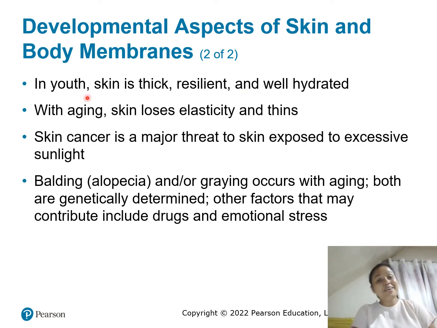Okay. When we're younger, our skin is thicker, it's resilient, and well hydrated. But as we get older, our skin loses elasticity and it becomes thinner. So, as we've said earlier, skin cancer is a major threat if we get exposed to excessive sunlight. And balding or alopecia, graying occurs with aging. It's usually genetically determined. If you see that your dad is balding, you're most likely going to go bald too when you get older. But other factors contribute to it, like drugs and emotional stress.